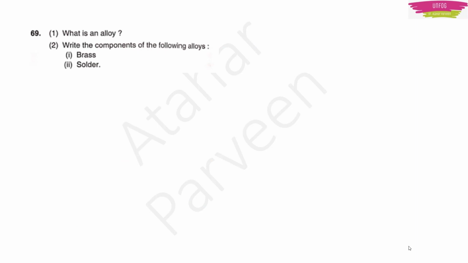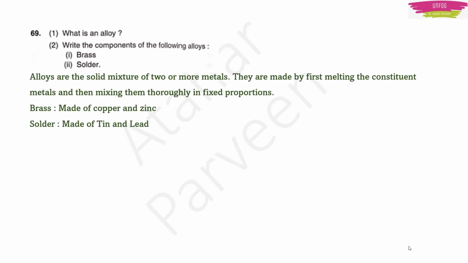Write the components of the following alloys: brass and solder. Interestingly, the same question was asked in your maths and science question paper also. But here only they have asked brass and bronze. Here they are asking solder. Okay. So what is an alloy?